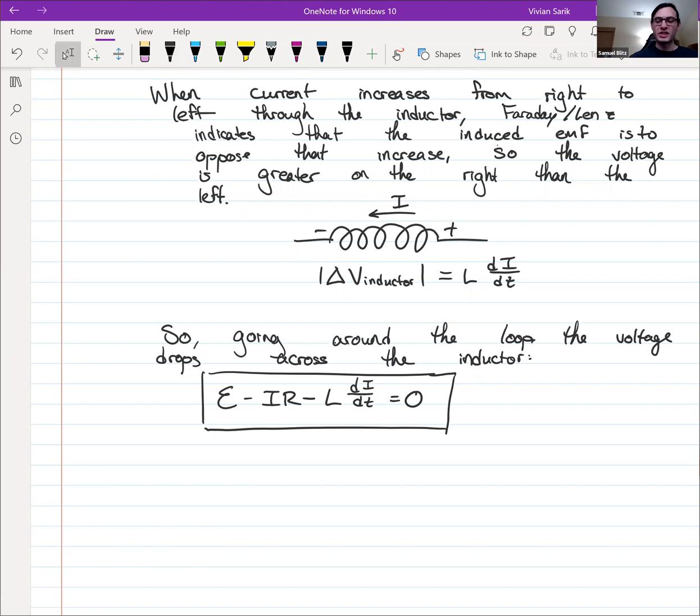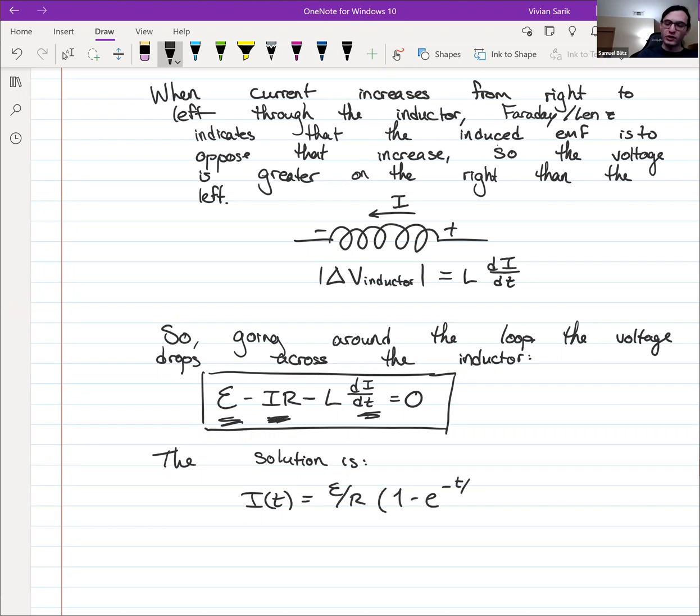By the way, this equation might look scary, but it's basically the same differential equation that we used in a charging RC circuit. It just has different variables in different places, but it's the same structure. You have a constant term, a term proportional to the thing we're solving for, and a term proportional to the derivative of the thing we're solving for. So we can just solve it using the same methods. And we get that the solution is I of t equals E over R times 1 minus e to the minus t over tau, where tau is L divided by R.